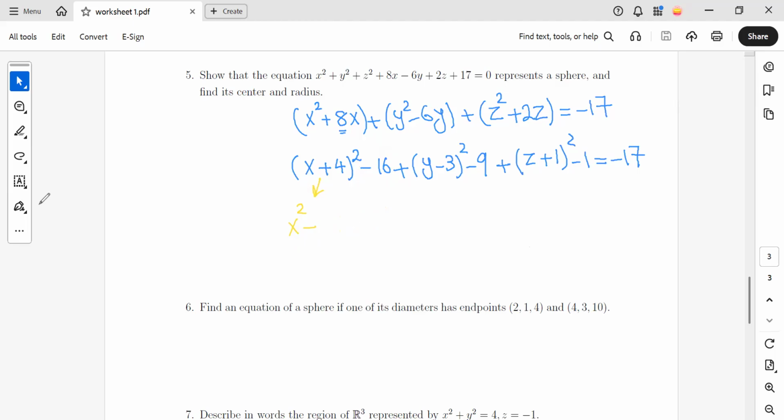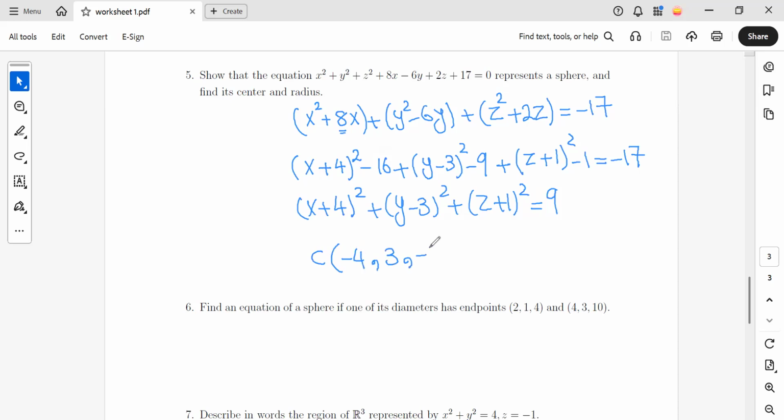Okay, let's go back to our solution. We are going to simplify. Keep the square parts and add 16, 9, and 1 to both sides. We have negative 17 here, so altogether that would be 9. The sphere that we have here has the center of (-4, 3, -1) and the radius is 3.